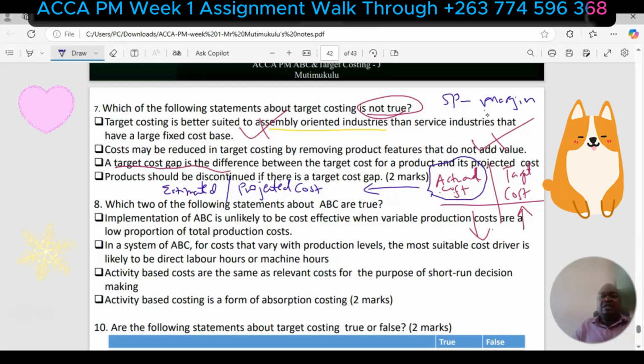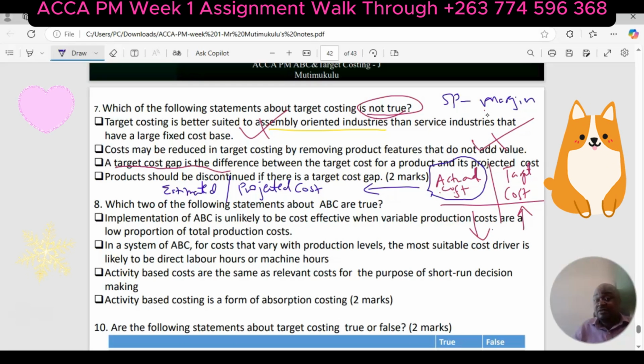Okay, so that's how to compute the target cost. We need the selling price, and the selling price is from the competitive market forces. Market prices that a product could be sold at. We need to estimate that selling price. Estimated selling price minus the profit margin or expected profit margin, and we are going to get the target cost. So there is a formula for target cost.